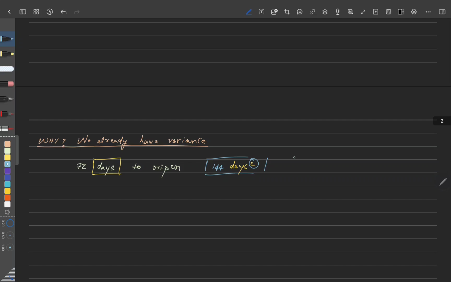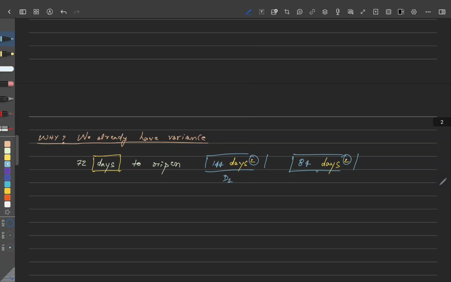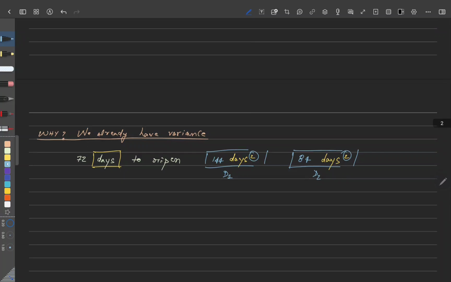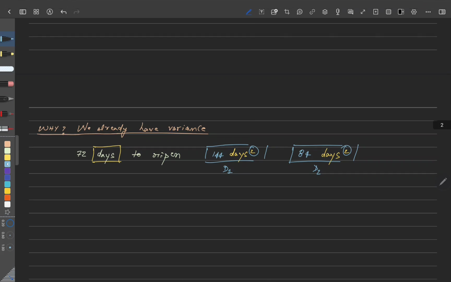So to make sense of this data, we compared it with another data set, wherein again we had the days it would take for a tomato to ripen, and we found the variance, which was, let's say, dummy data, 84 days square. Now if you compare these two data sets, it makes sense that data set 1 has a larger spread, the degree of spread is less in data set 2, so data set 2 is more consistent. But it still doesn't make sense individually. This 144 days square doesn't tell you too much.